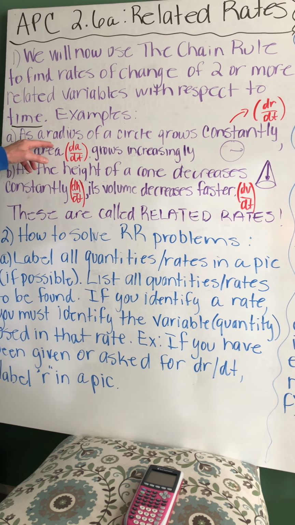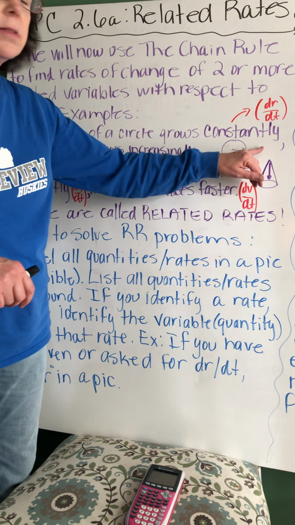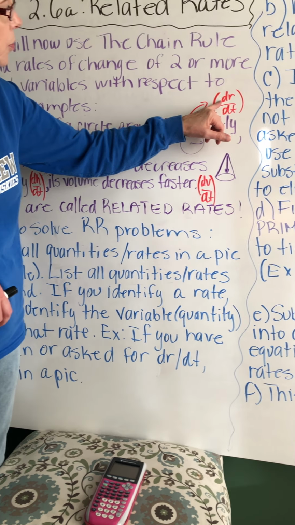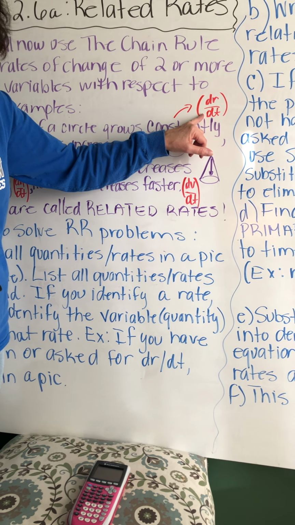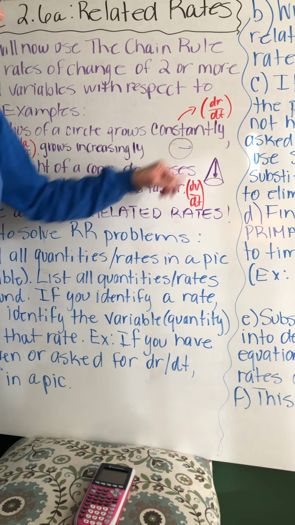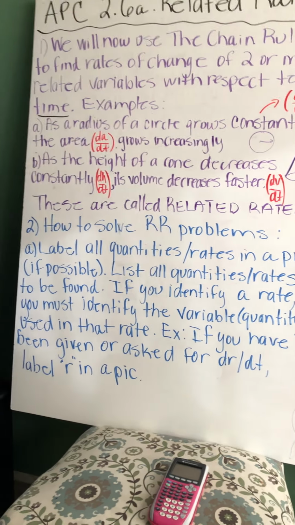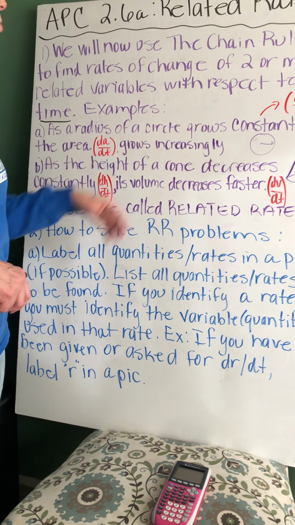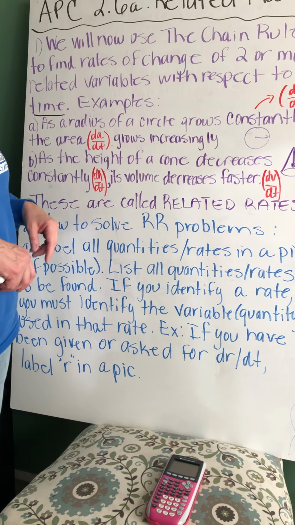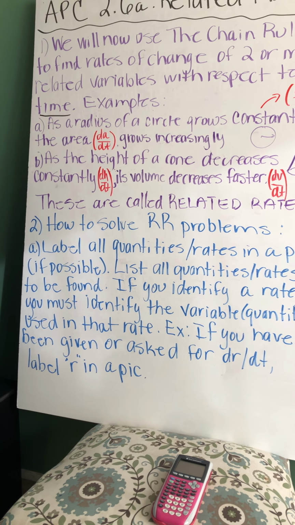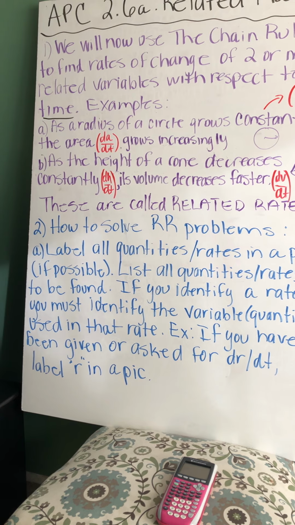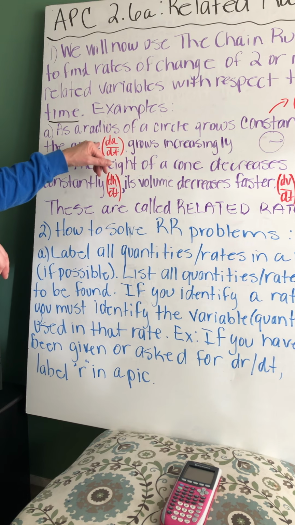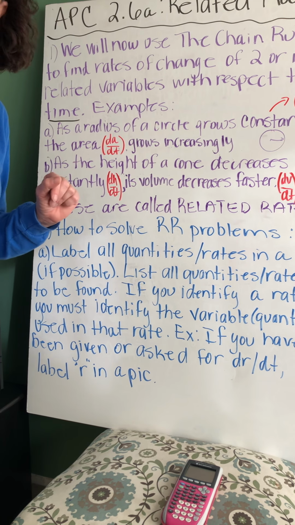Here's some examples. As the radius of a circle grows constantly, we will call that dr dt, the derivative of the radius with respect to time, right? So the rate of change of the radius with respect to time. As the radius of a circle grows constantly, the area grows increasingly. It makes sense, because the radius is being squared. The rate of change of the area, we call that dA dt, the derivative of A with respect to time.